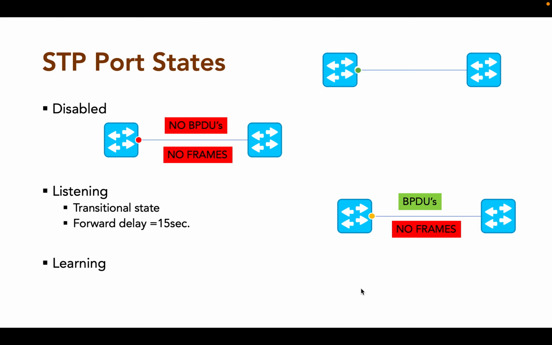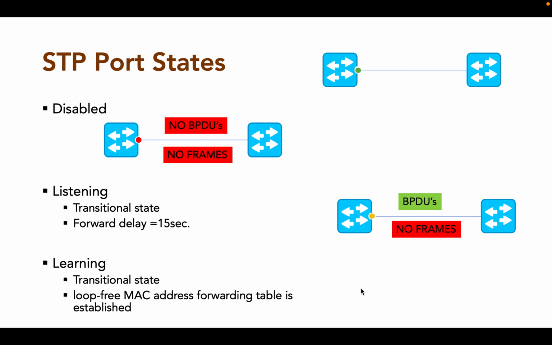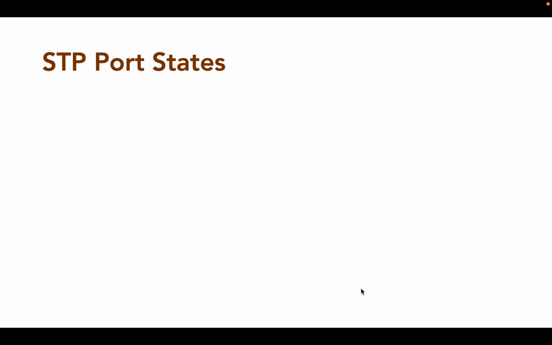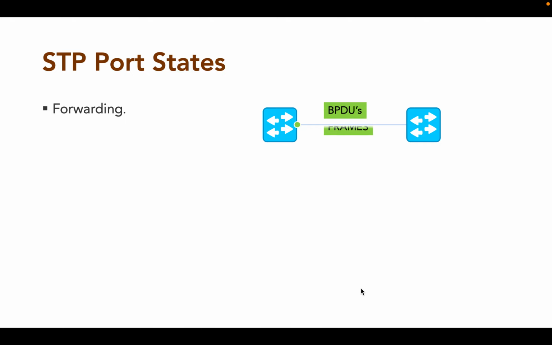Next, we have the learning state. This is also a transitional state. In this state, a loop-free MAC address forwarding table is established, and the port does not forward any user traffic. By default, the port spends 15 seconds in this state. Then we have the forwarding state. A port in forwarding state can forward user traffic and process BPDUs. Only the root and designated port can enter the forwarding state.